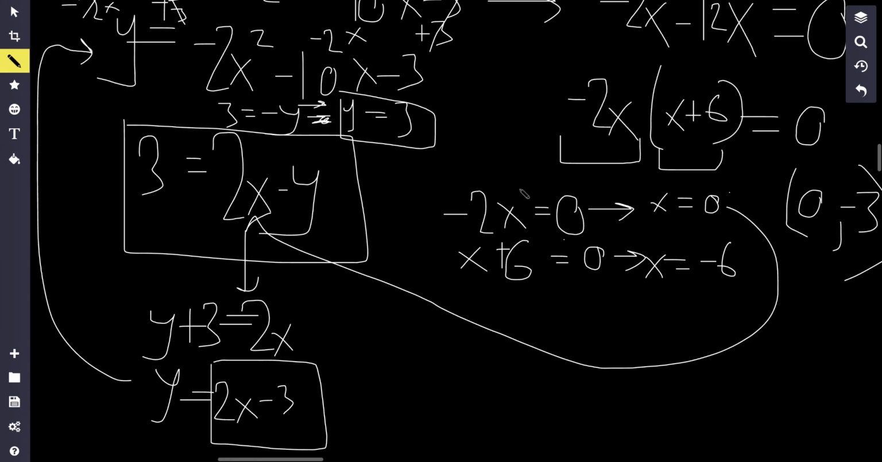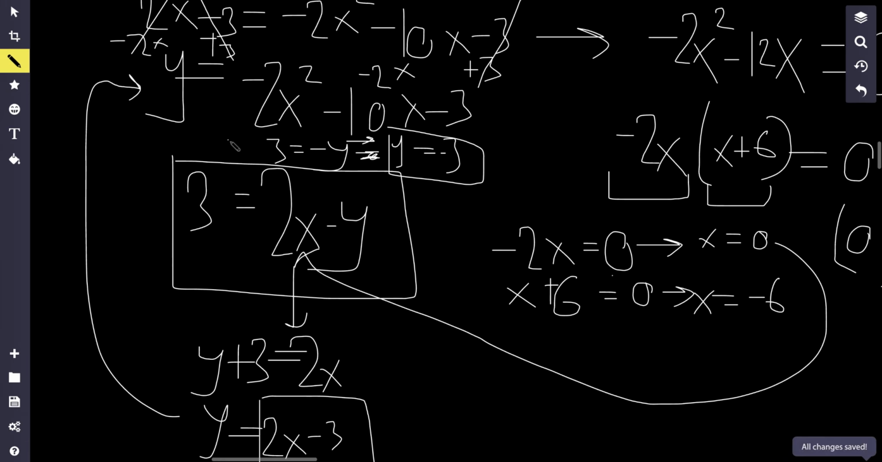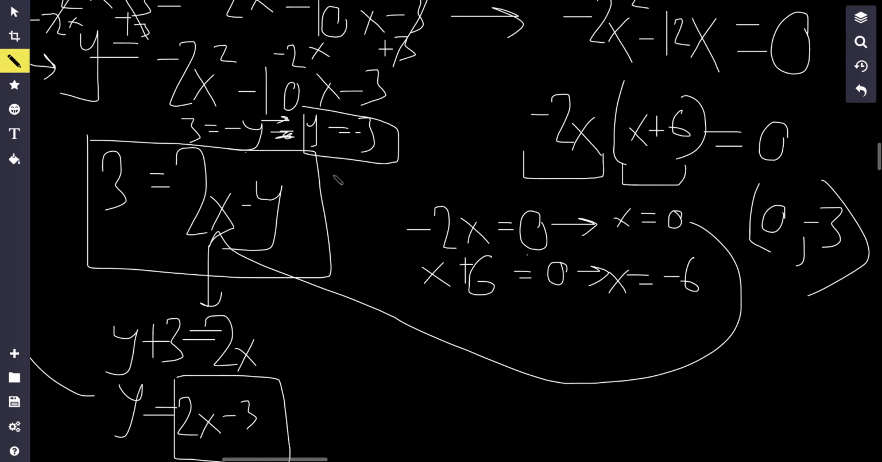My bad, guys. I forgot to put this negative sign in the front. Y is equal to negative 3, right? Because we divide by negative 1 on both sides.